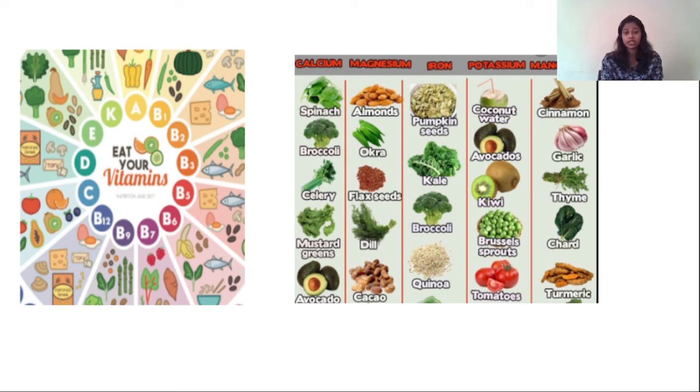Likewise magnesium, like almond, okra or ladyfinger, then flax seed. Then iron is present in pumpkin seeds, dal, broccoli, quinoa, so it contains plenty of iron. Like potassium, the sources you can see are coconut water, avocado, kiwi, Brussels sprouts, tomatoes. And manganese or magnesium is present in cinnamon, garlic, thyme, chard, turmeric. It contains plenty of magnesium.